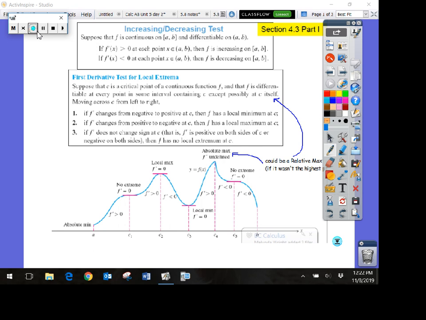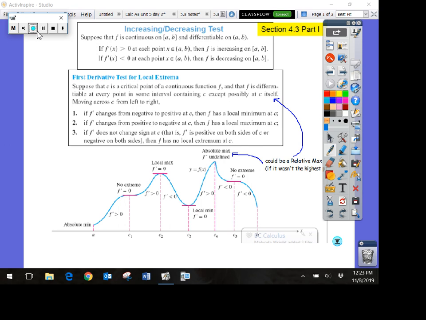Remember, the endpoints can only be absolutes. And in order to have a max or min, you have to have a change of the signs. The signs have to change. And by signs, I'm talking about the signs of the slope of the tangent line. So if we look at this graph right here, notice the slope of the tangent line is positive, then it goes to 0 and it's still positive. The sign did not change. So that is this third situation right here. It went from positive to 0 to positive. It did not go from positive to negative. So there's no max or min right there. That's why there is no extrema at that point.